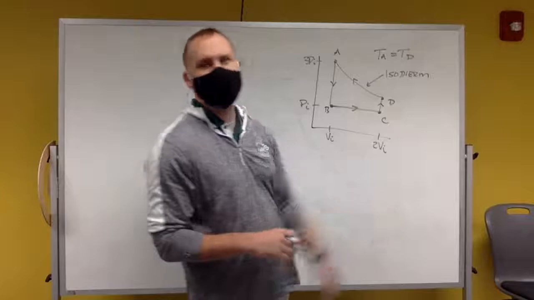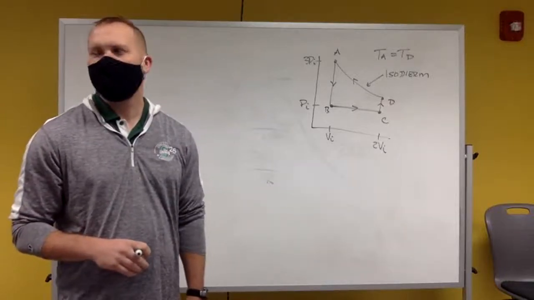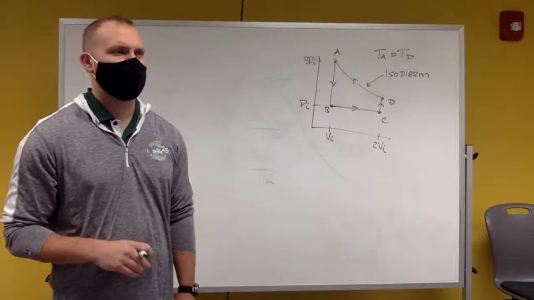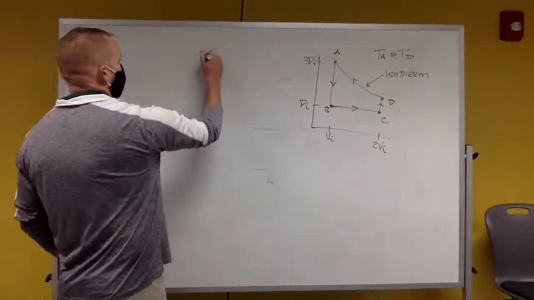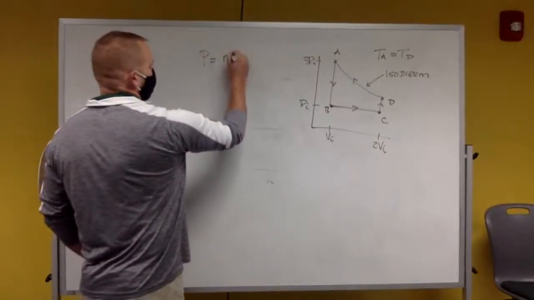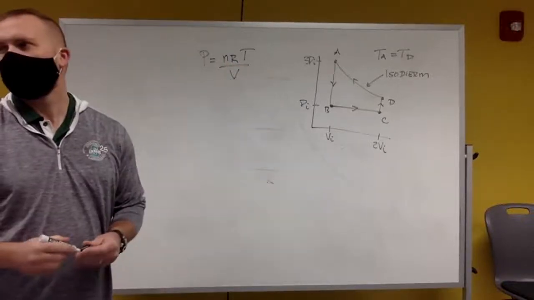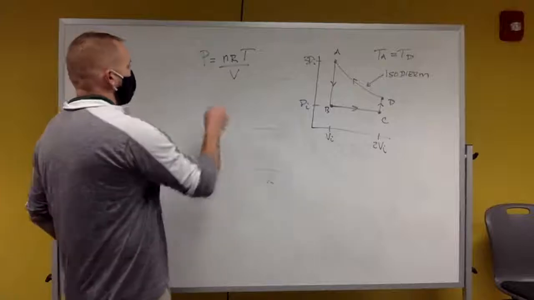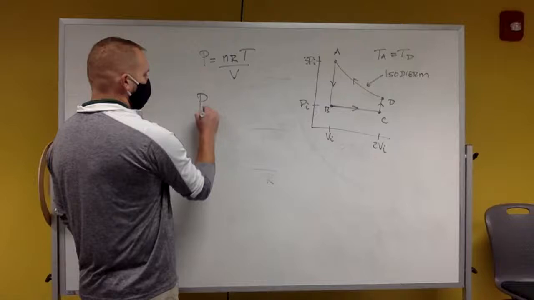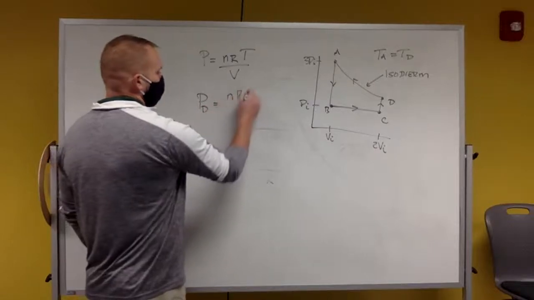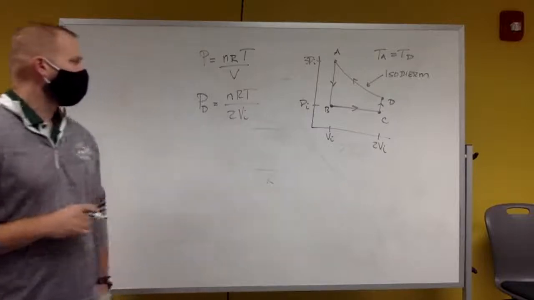Find the pressure at D. How are we going to work through that? P is nRT over V. So P equals nRT over V, yeah? And V is 2Vi. So the pressure at D is nRT over, you said 2Vi, right? Okay.